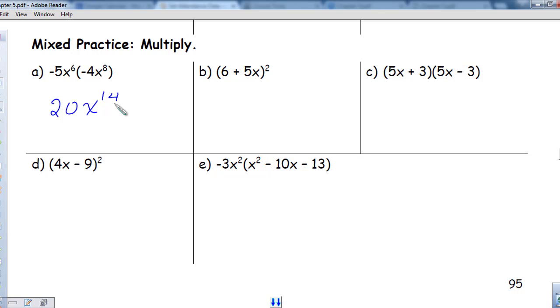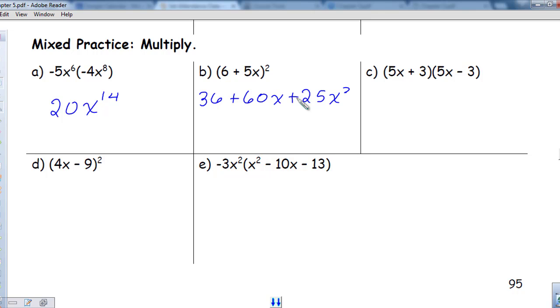Okay, all right, in B, we've got our pattern. We've got a plus b squared. So I'm going to square my first term and get 36. Square my last term, I get 25x squared. And then in the middle, I'm going to say 2 times 6 times 5x. 6 times 5x is 30 times 2 is 60x. Okay? How many people got that?